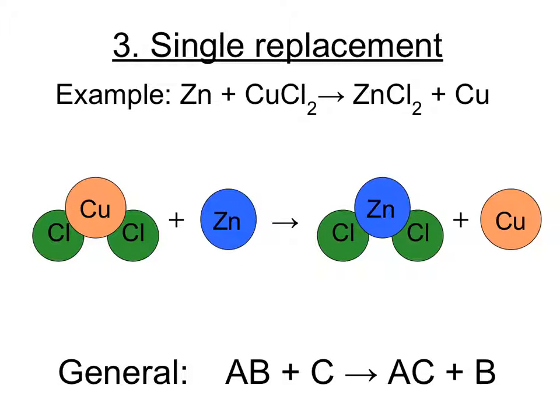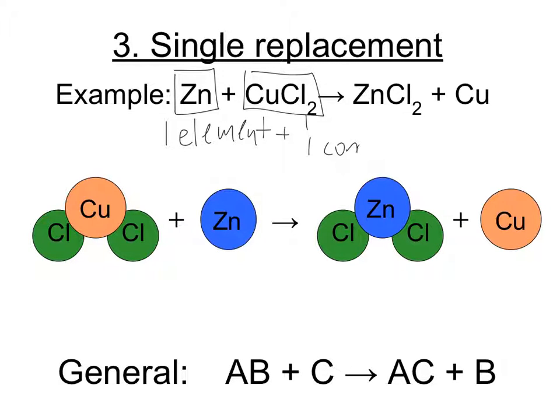Next one is a single replacement. Single replacements are a little bit more difficult to identify, and that's because they can look really complicated. But really, they're not. The reason is because single replacements always have one element reacting with one compound. And that's all you have to be able to identify. If you see one element reacting with one compound, then it's automatically going to be a single replacement. One atom is going to come in and kick out the other.